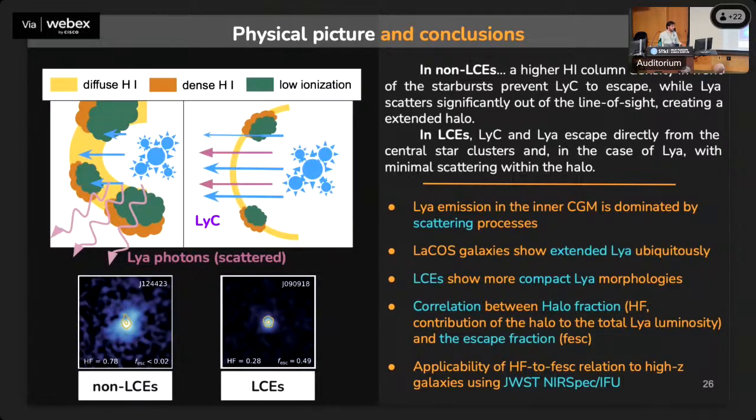So we know that in the innermost circumgalactic medium, the dominant process for Lyman alpha emission is the scattering of Lyman alpha photons. Our LACOS galaxies show extended Lyman alpha emission ubiquitously. However, the Lyman continuum emitters show more compact Lyman alpha morphologies. And then by modeling the halos with this two-component modeling, we discovered that there is a tight correlation between the halo fraction, or the contribution of the halo to the total Lyman alpha luminosity, and the escape fraction of ionizing photons. We build up this physical interpretation, and finally, we argue that our relation between the halo fraction and the escape fraction can be applied to high-redshift galaxies where we do not have access to any ionizing output information.